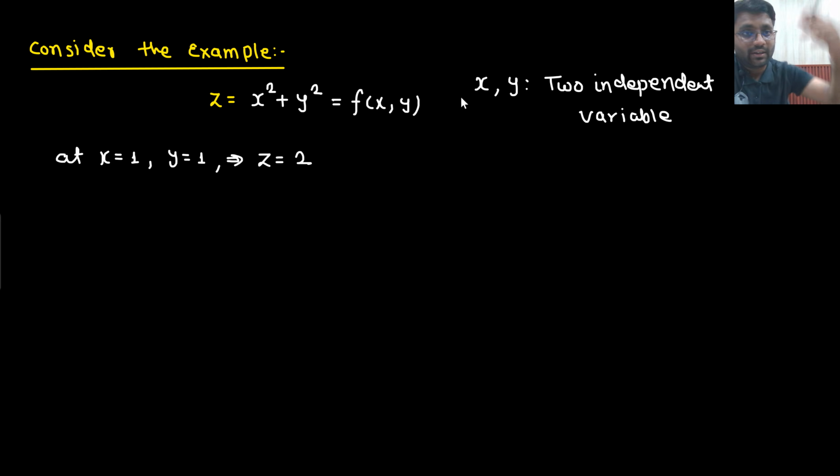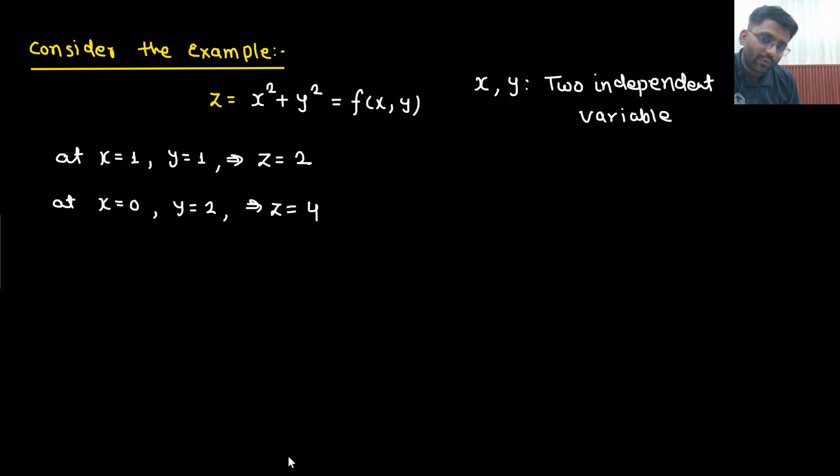Z is a function of x and y. X can take value independently, y can take value independently. Now what will happen? X will say that I will take value 0, y will say that I will take value 2. Then what will be the value of z? Z will have to be 4. X will say that I will take value minus 2, y will say that I will take value 3. What will be the value of z? 9 plus 4, 13. Is that understandable to you?